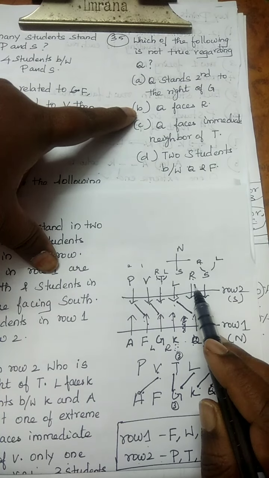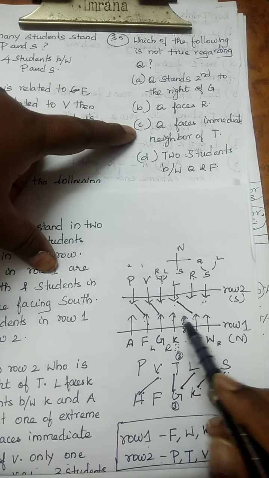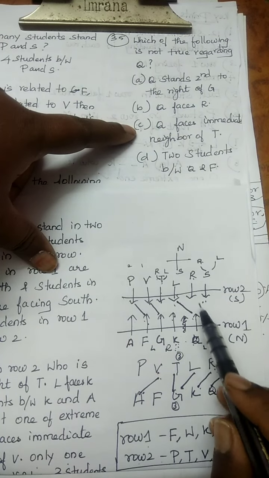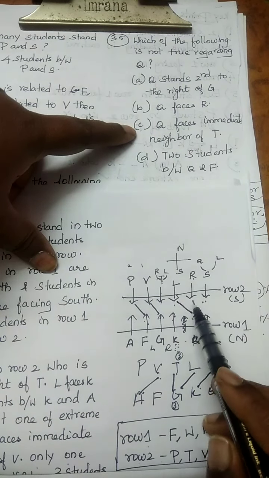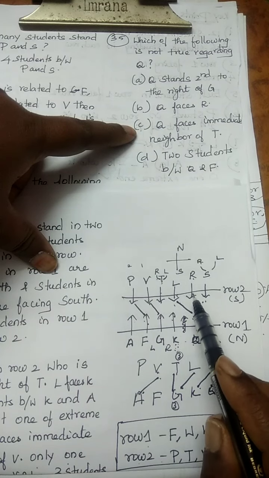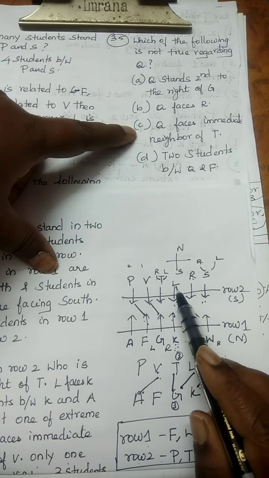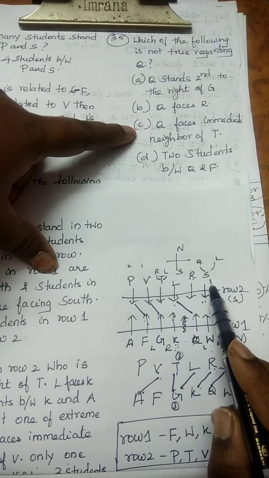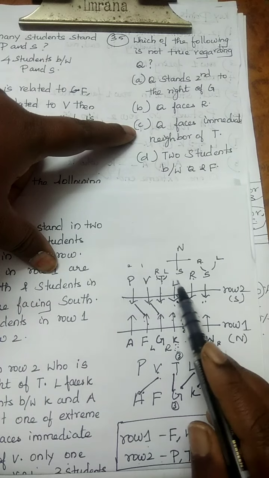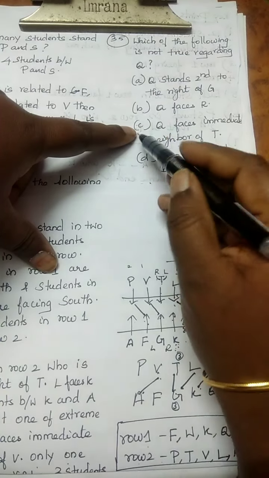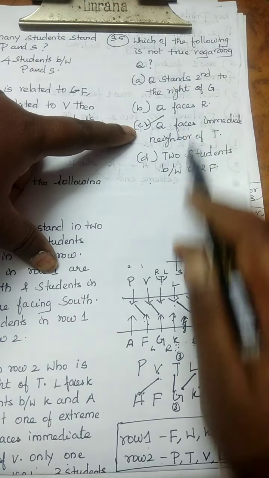Q faces R. Option C: Q faces the immediate neighbor of T. No. Q faces R, but R is not the immediate neighbor of T. R is the immediate neighbor of L or S. It's not T. T is the immediate neighbor of V and L. So option C is the odd one out, which is not true.